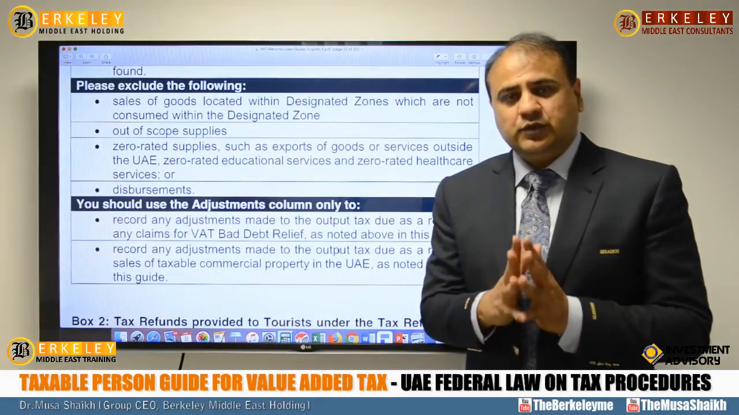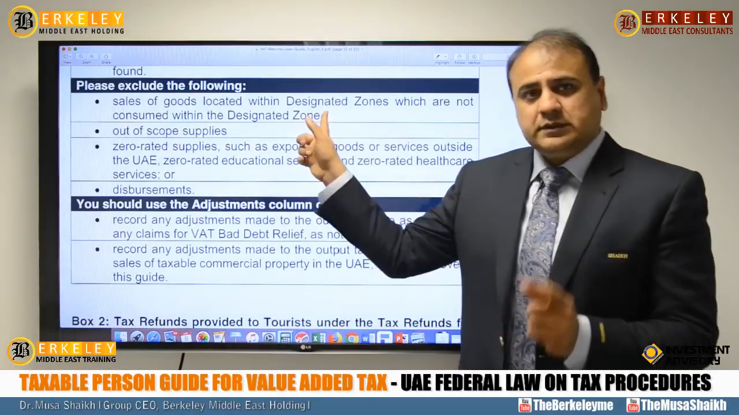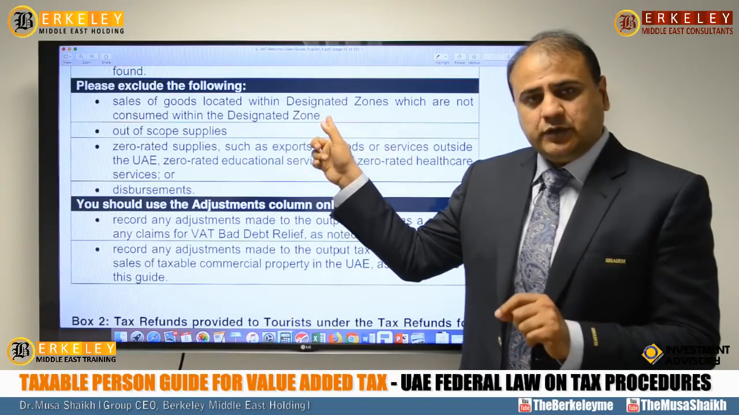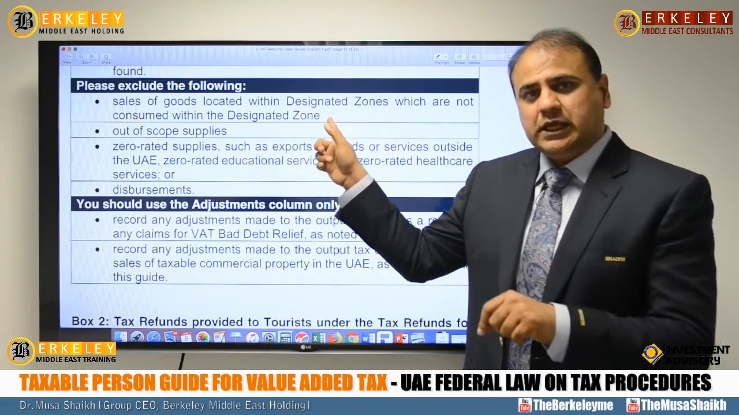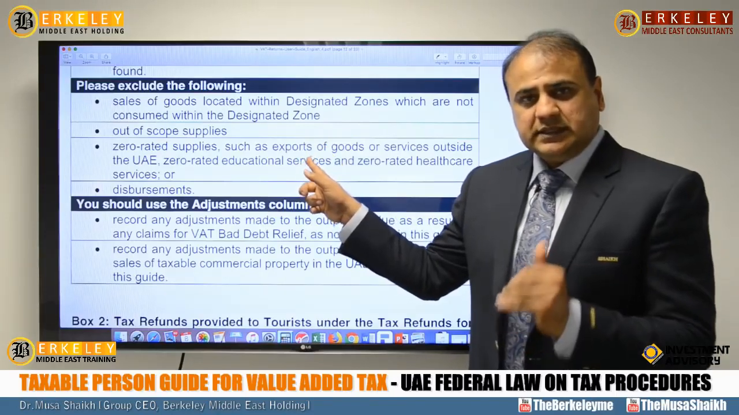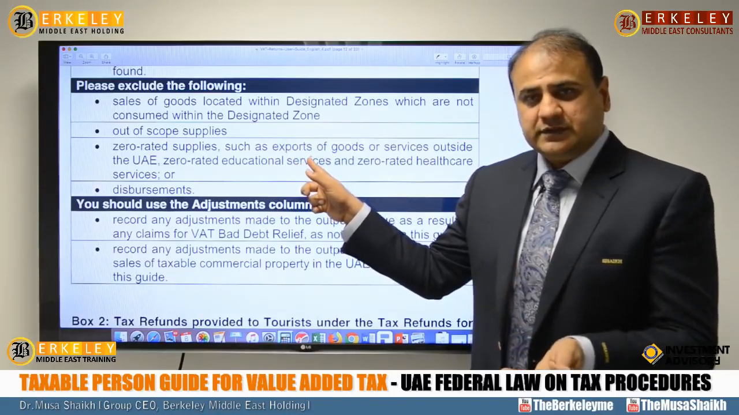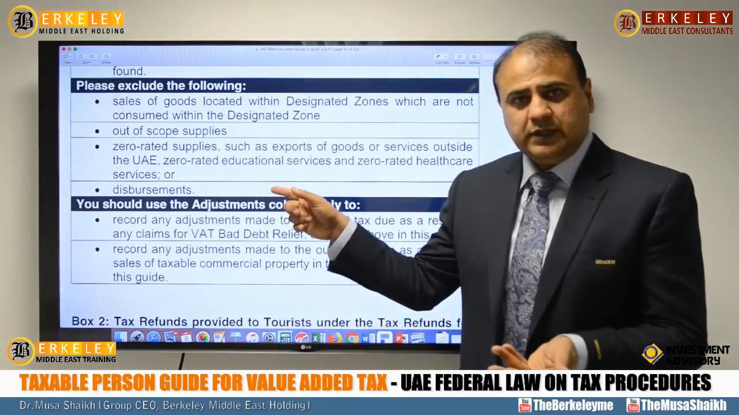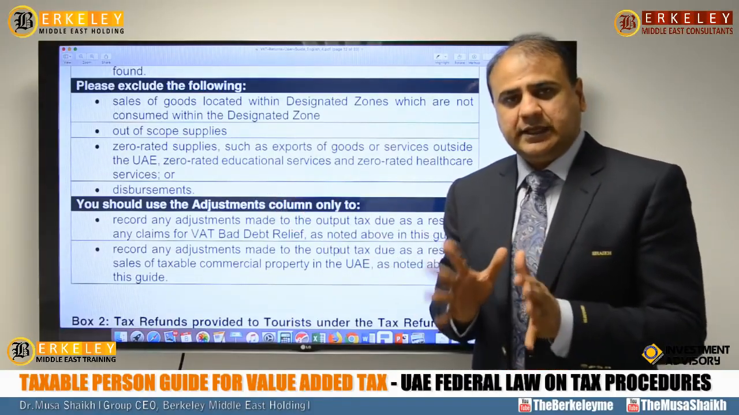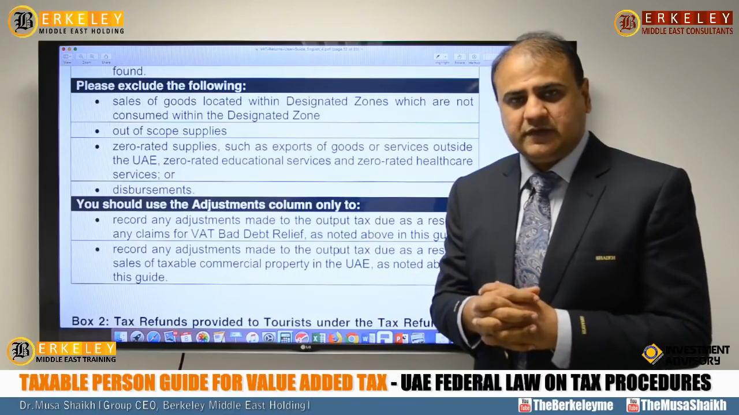You need to exclude the following that I am going to tell you. Sale of goods located within designated areas which are not consumed within those areas. Out of scope supplies, zero rated supplies such as export of goods and services outside UAE, zero rated educational services, and health related services, which are exempted in VAT.